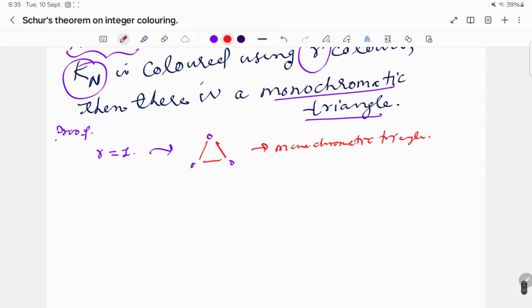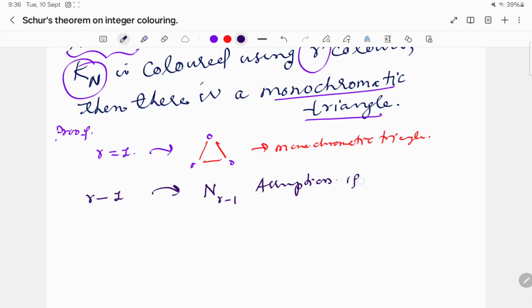Right? Now you assume that you try to prove this using induction. So you assume that this is true for R minus 1 colors. That means for R minus 1 there exists a number N_{R-1}, right? You assume this. That means, if R minus 1 colors, what is your assumption?